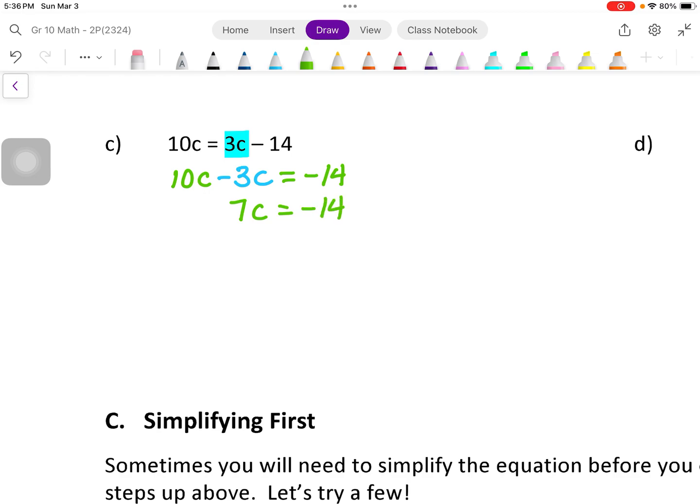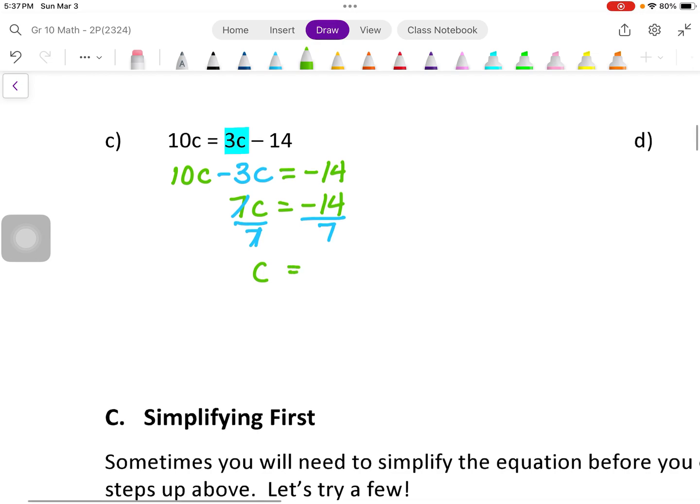And now what I want to do is move the 7. So the other way that I can show what I'm doing when I have a number in front of my variable, or a multiplication, is I can just very quickly on both sides divide by 7 and not write a new line. 7 divided by 7 is equal to 1, so I'm left with just c. And negative 14 divided by 7 is equal to negative 2. So c equals negative 2 is the solution to this equation.